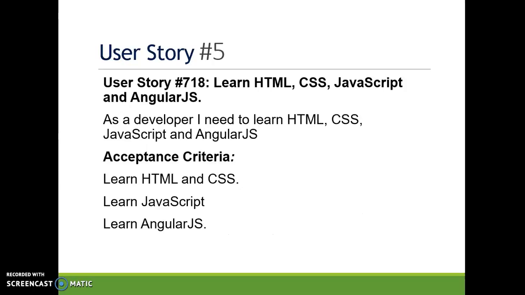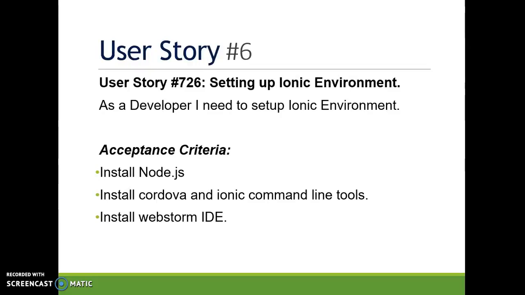Next is user story 5, in which we have learned HTML, front-end, CSS, JavaScript, and AngularJS, which are required for EDG. In user story 6, we have set up the Ionic environment. As I said, the Ionic framework. Next, we installed Node.js, Cordova, the Ionic command line tools, and the WebStorm IDE.